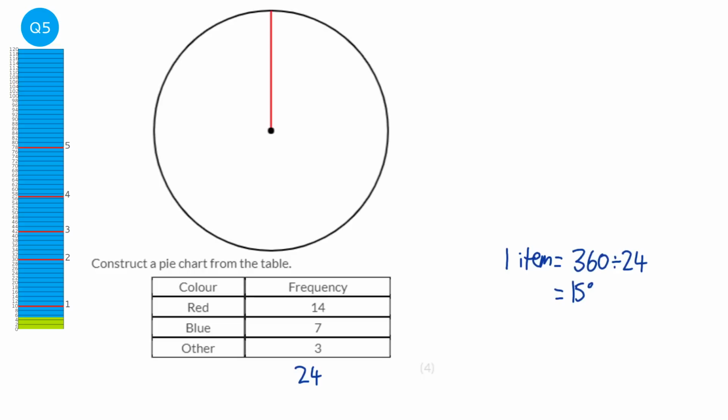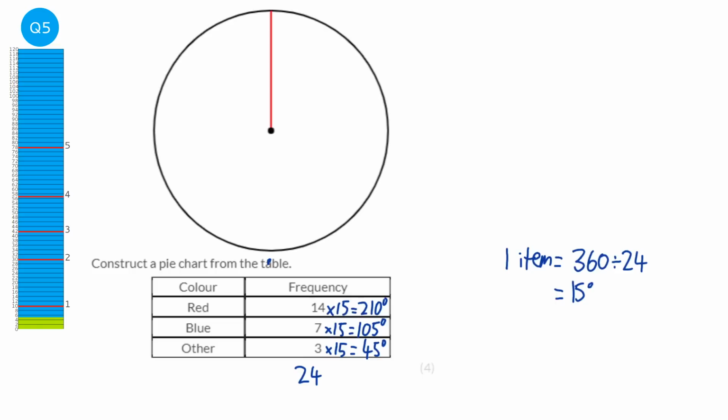So to find out the angle for red, well, we've got 14 items, times it by 15, and that will give us 210 degrees. And we're just going to times each of these by 15, which would be 105, and the final one times 15 is 45 degrees. Add them up, and they add up to 360, which is good. They need to add up to 360. So we get our protractor, rest it on a pie chart. Now we know 180 is down here, so the first thing we're going to do is just mark that on, because the first angle is going to be 210, so we know that's 180 so far.